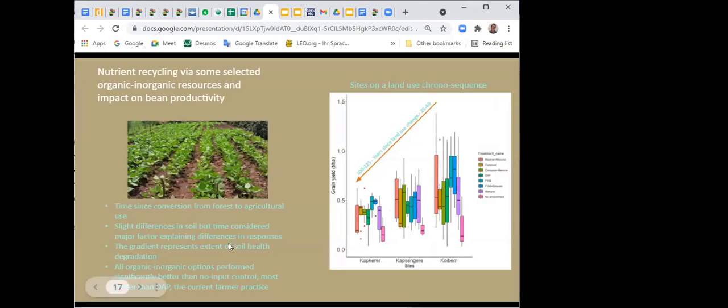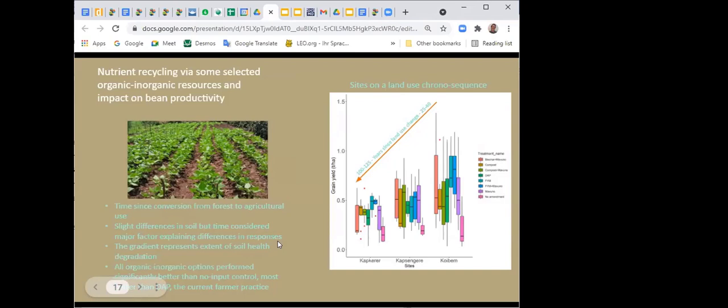Using compost and farmyard manure is another thing we are doing, and we are trying to recycle nutrients via these routes. We have three sites where we have worked with this, and you can see from that graph that there's kind of a response gradient.